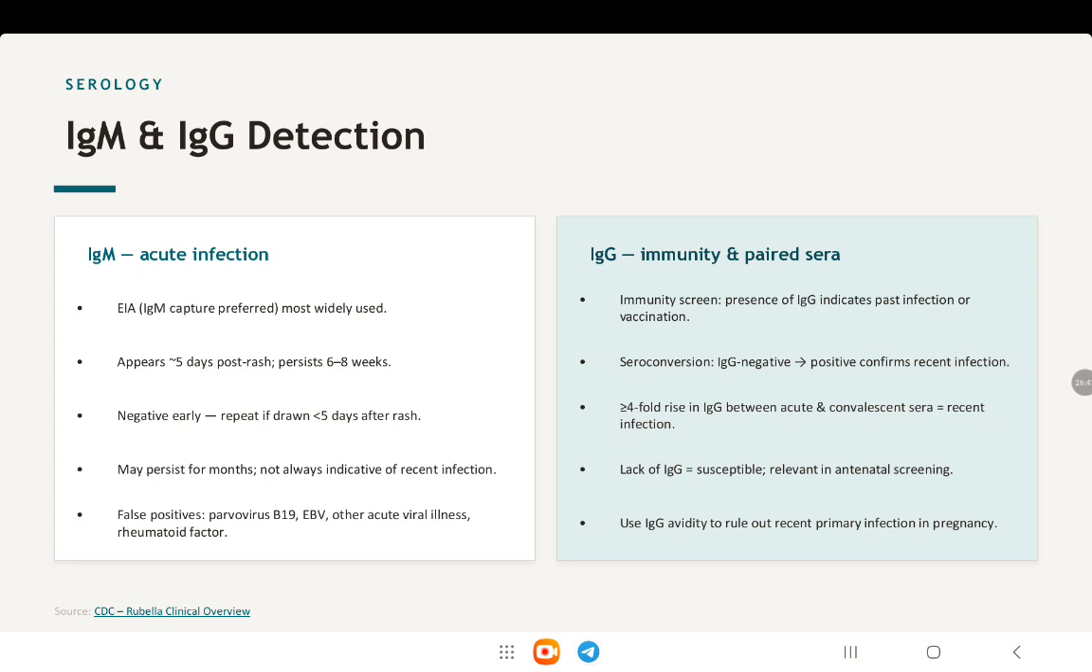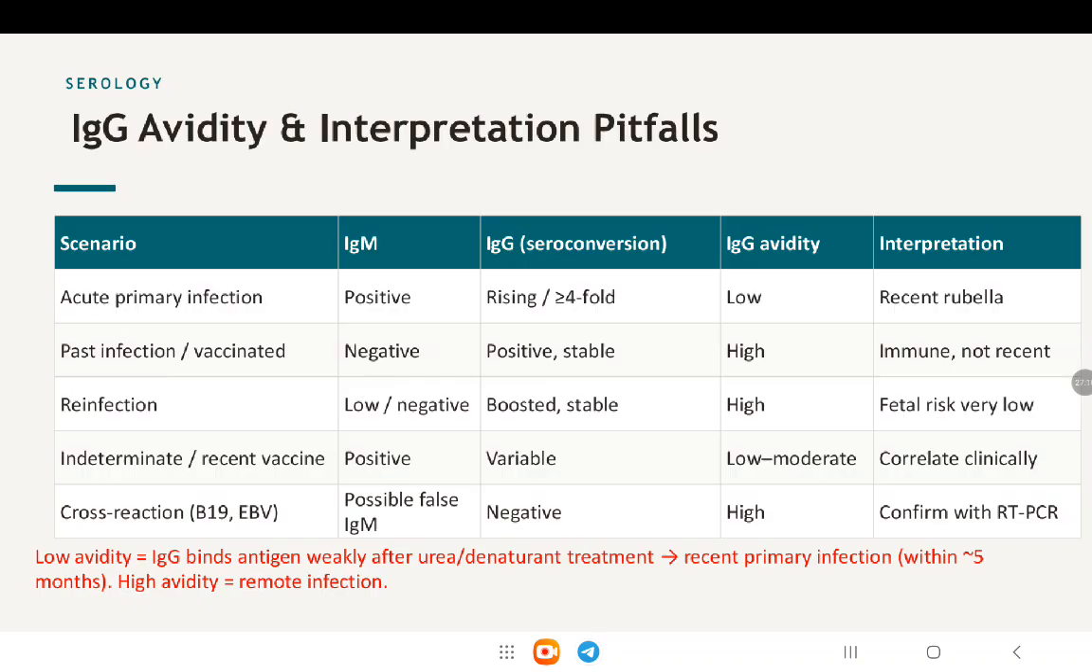Let's now talk about IgG. A positive IgG usually means that the person has immunity from either previous infection or vaccination. If we take paired sera for seroconversion and test the IgG twice, and the first IgG is negative and the second becomes positive, that confirms a recent infection. If IgG is absent, or negative, the person is considered susceptible to rubella infection.